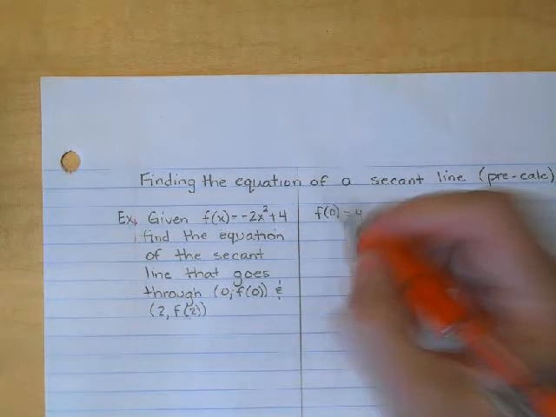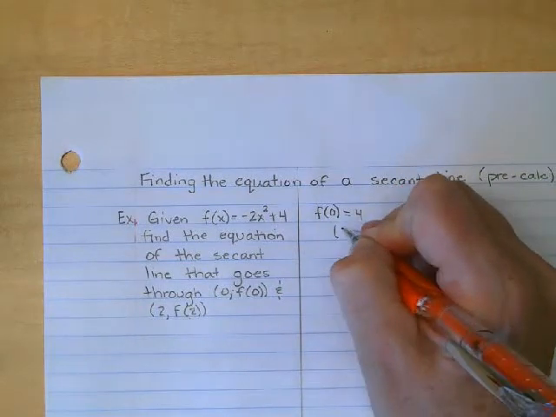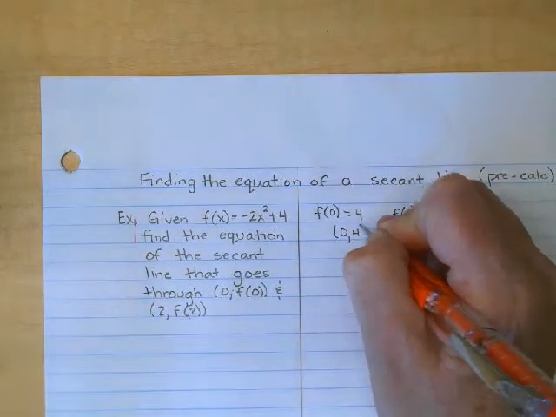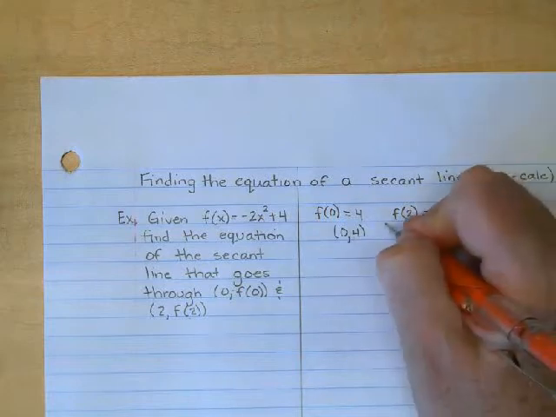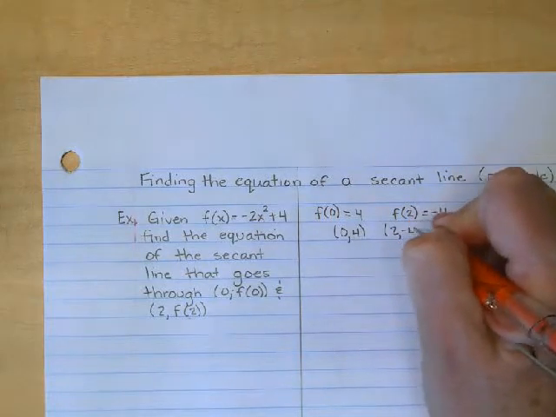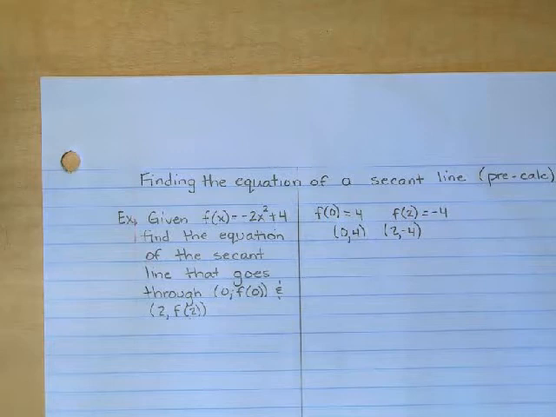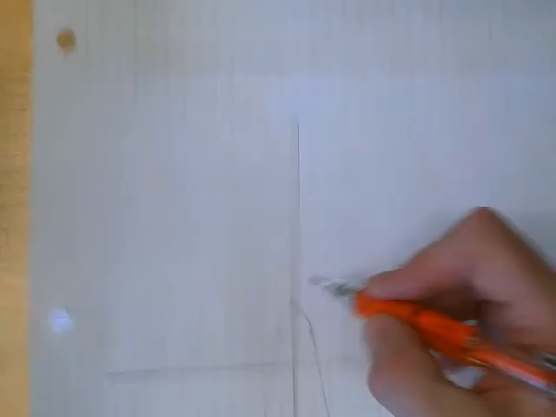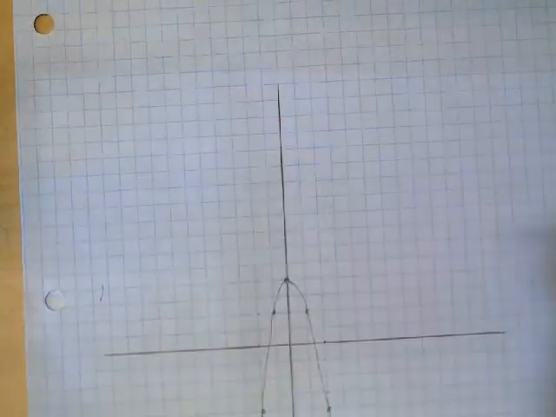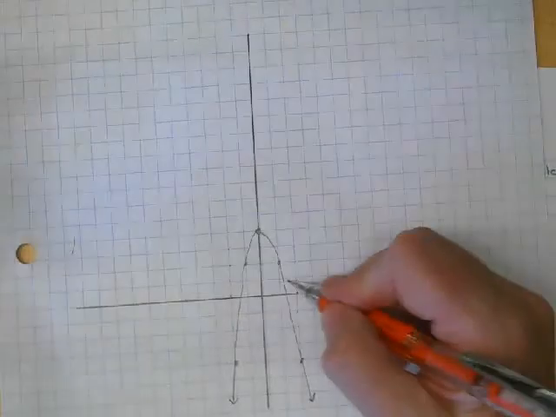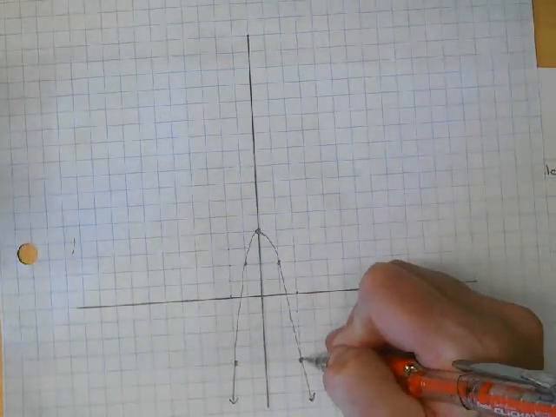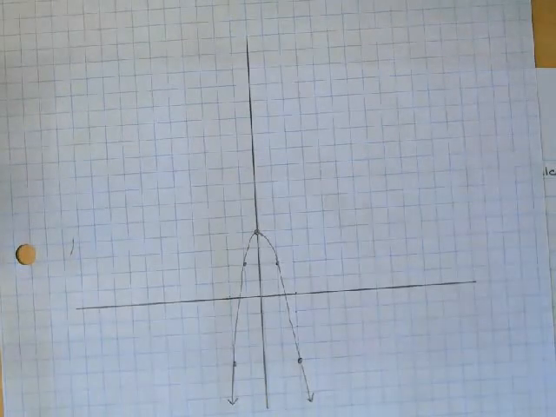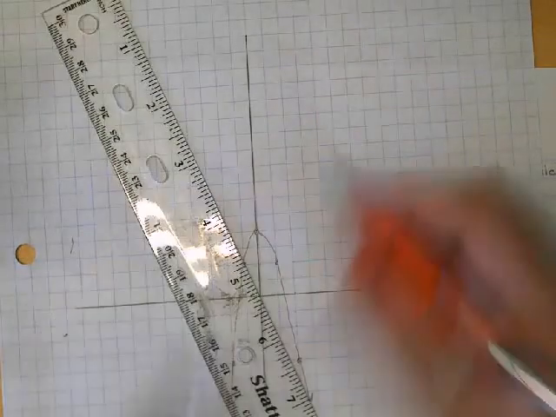Okay, so in a very complicated way, all they're asking me to do is find the equation of the line that goes through 0, 4, and 2, negative 4. That's it. That's all they're asking. There's 0, 4, and 2, negative 4 is right there. They just want the equation of this line.